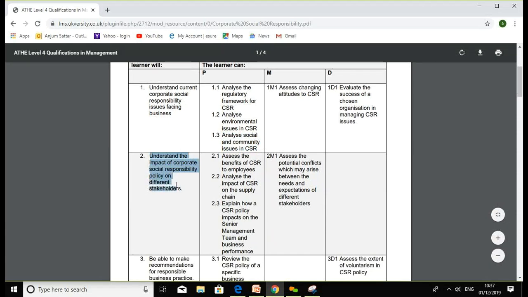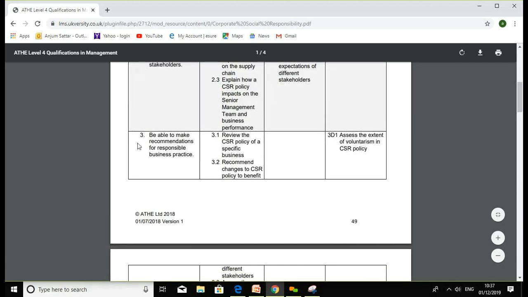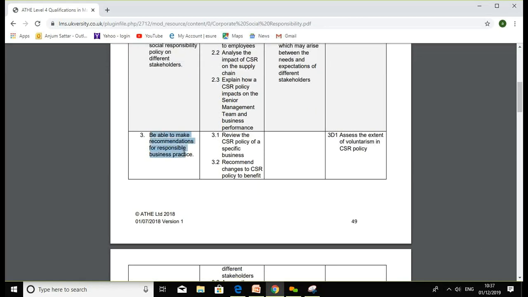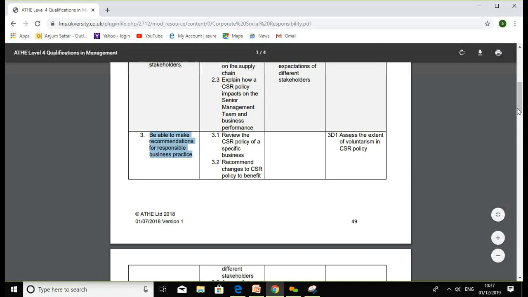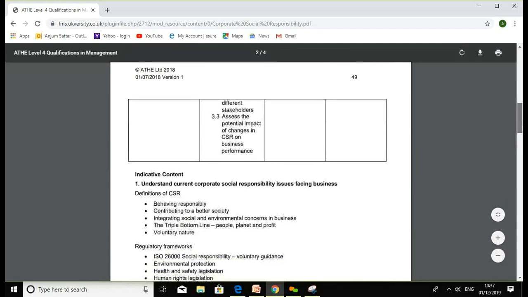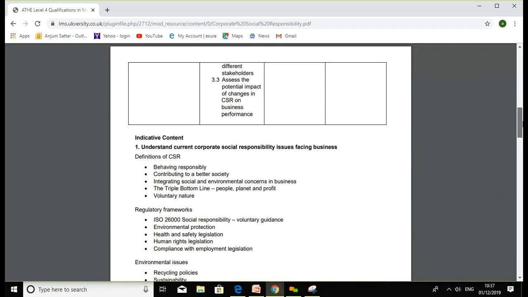LO2 is understanding the impact of corporate social responsibility policy on different stakeholders, which we will go through in the second lesson. And the third lesson will be able to make recommendations for responsible business practices, what sort of decisions we can make.